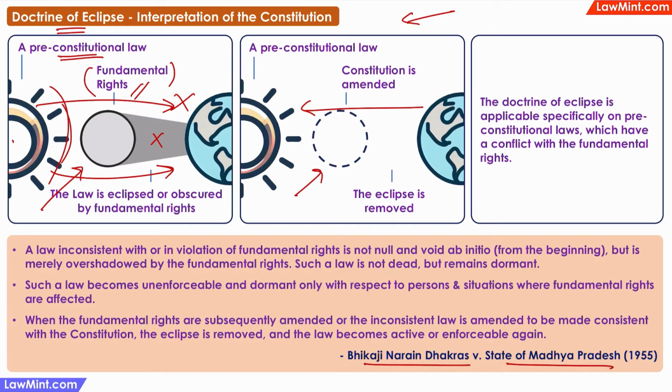Later on, in 1951, in the First Amendment of the Constitution, the fundamental right under Article 19(1)(g) was amended with a qualifier that nothing could prevent the government from engaging in any trade, business, industry or service and create a monopoly for itself, which meant that the eclipse was removed and the old law, which allowed the government to create a monopoly for itself in the transport business, was revived and it became enforceable again.